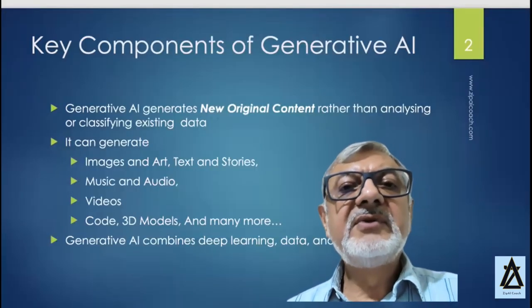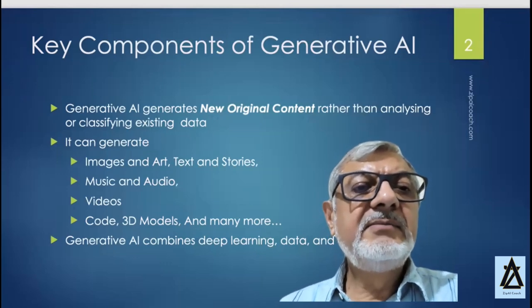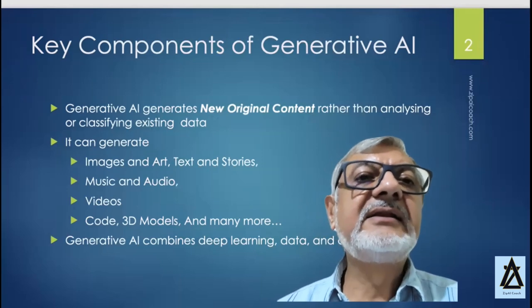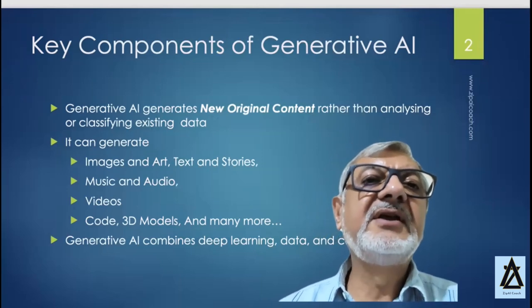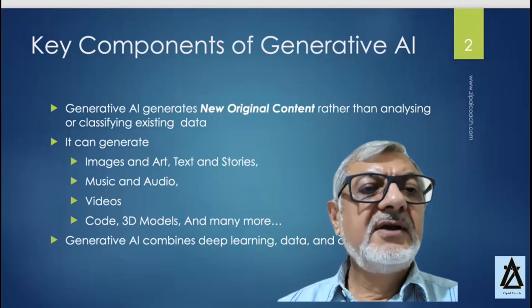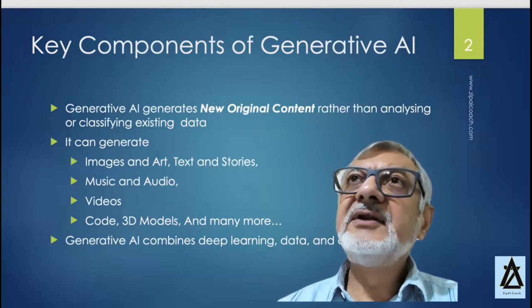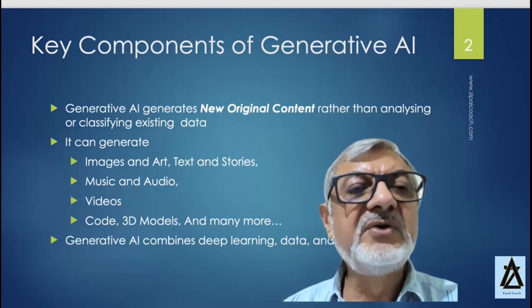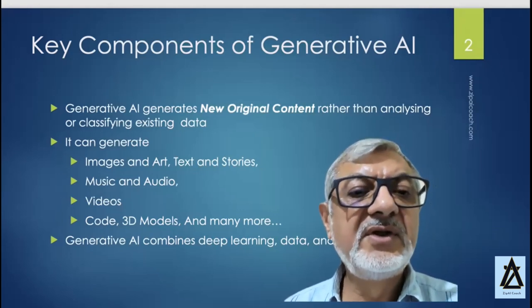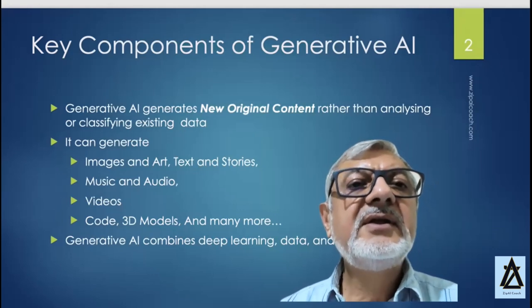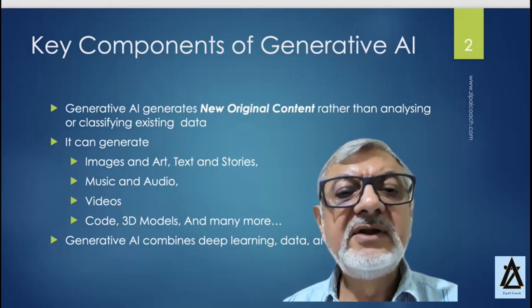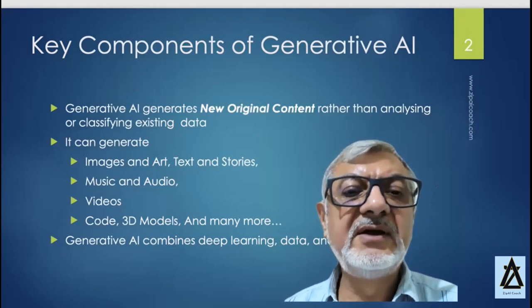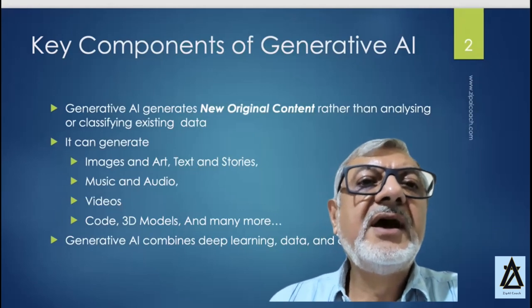So, key components of generative AI. Generative AI generates new original content rather than analyzing existing data, which is what happens in the case of a search. What it generates is text, images, art, stories, music, audio, videos. It can also generate code and many more things. Generative AI combines deep learning, which learns from massive amounts of data, using high compute power.